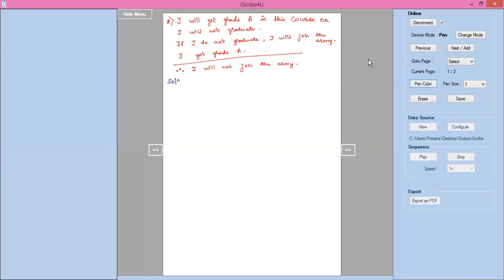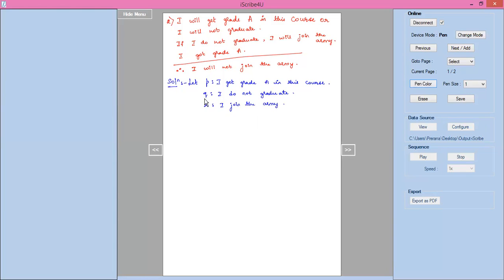So, solution. Very firstly, let P be: I get grade A in this course. I denote this by the proposition P. Next, let Q be: I do not graduate. And thirdly, R I will denote by: I join the army. So getting grade A in the course is one proposition, graduating is another proposition, and joining the army is the third proposition I have denoted.